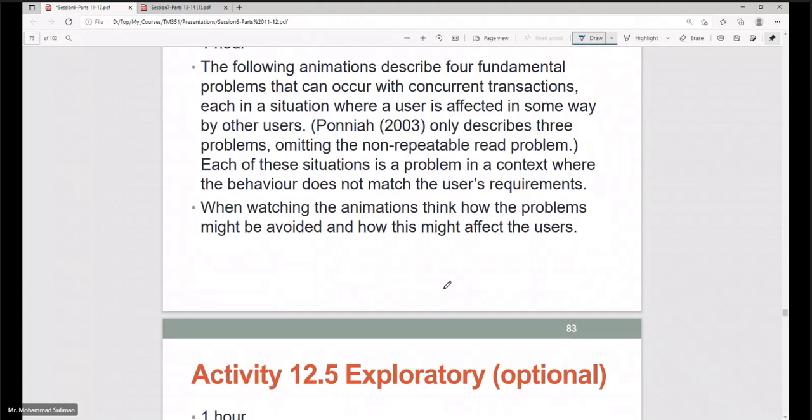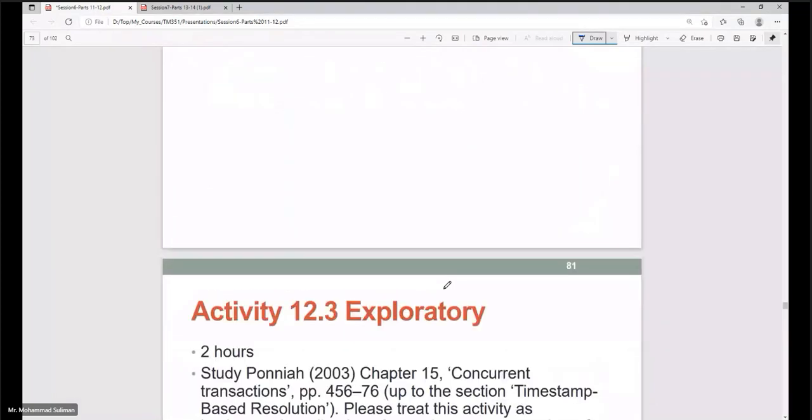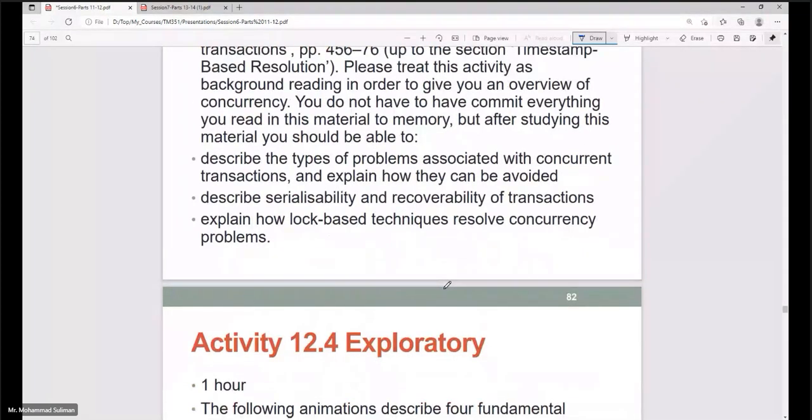See here, problems of concurrent transactions. Describe types of problems associated with concurrent transactions and explain how they can be avoided. Describe serializable and recoverable transactions. Explain how log-based techniques resolve concurrency problems. All these you read from the chapters of Punaya, that is chapter 15, from page 56 to 78. I want you to read this.